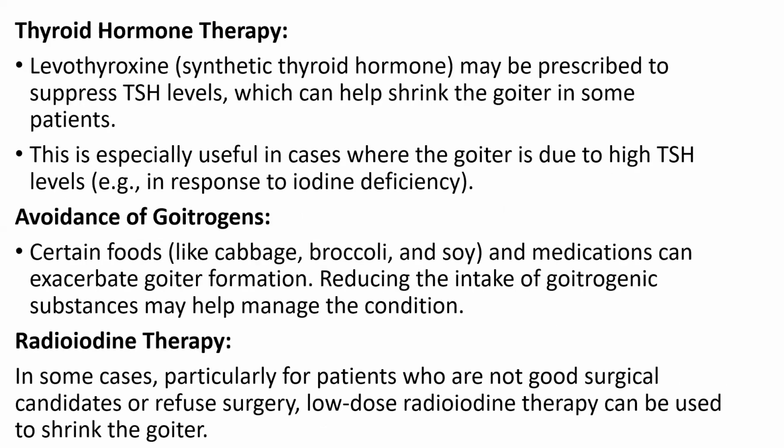Another medical management treatment of simple goiter is thyroid hormone therapy. You provide levothyroxine, which can be prescribed just to suppress the TSH. By suppressing the TSH, it can help to shrink the goiter in some patients. That's how it can be done. But you can also try avoiding goitrogenic substances in food, like cabbage, broccoli, and soy. Those can be avoided to reduce the risk, and may help to manage the condition also.